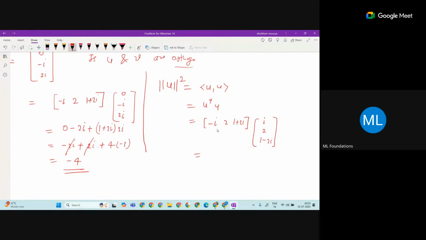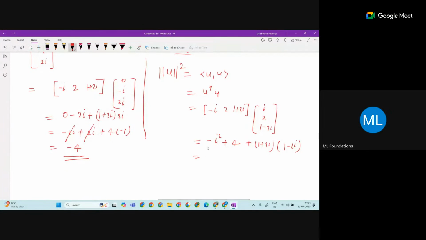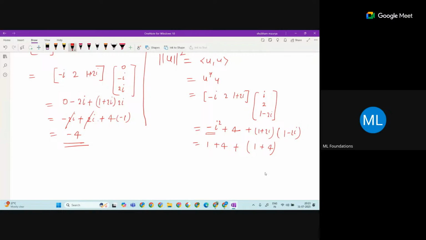Now you have to multiply this. So minus i square is there, and this is plus 4. And this is 1 plus 2i times 1 minus 2i. Minus and minus gives 1, plus 4, plus 1 plus 4, where minus i square comes again. So it will be 1 plus 4, right? I hope all of you are getting it. This is the A minus B and A plus B case. Now 1 plus 4 is 5, plus 5, which is 10 here.